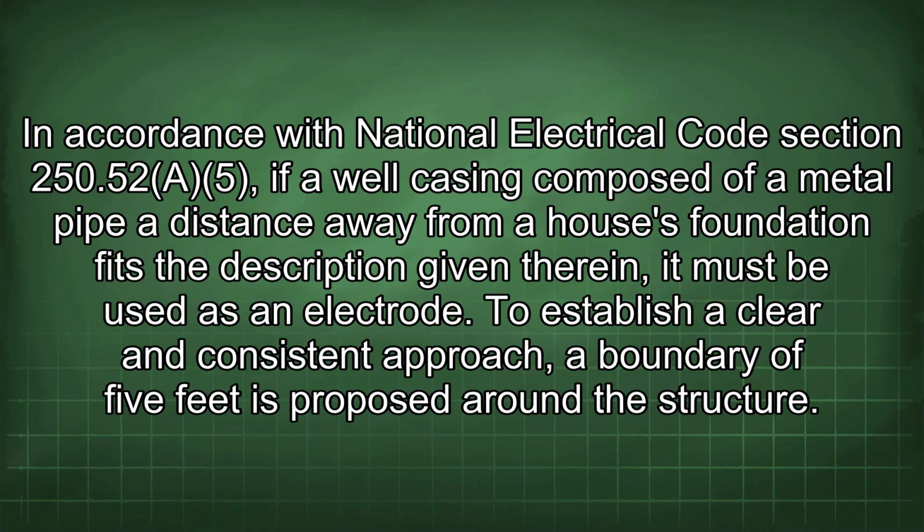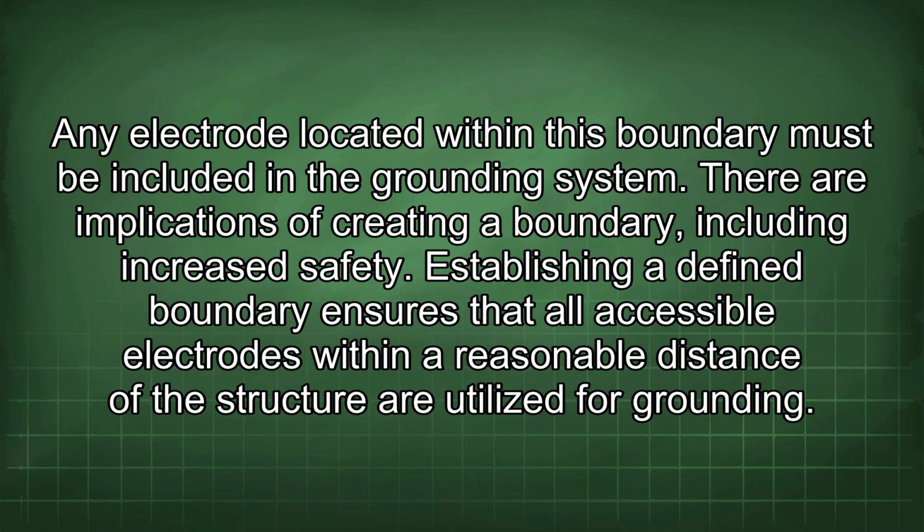In accordance with National Electrical Code Section 250.52, if a well casing composed of a metal pipe a distance away from a house's foundation fits the description given therein, it must be used as an electrode. To establish a clear and consistent approach, a boundary of 5 feet is proposed around the structure. Any electrode located within this boundary must be included in the grounding system.